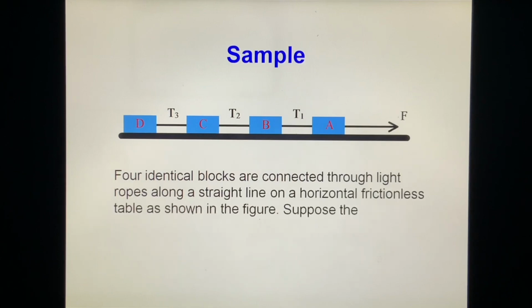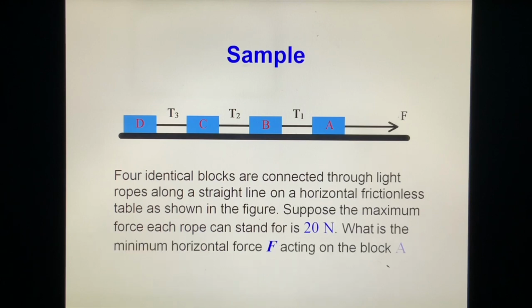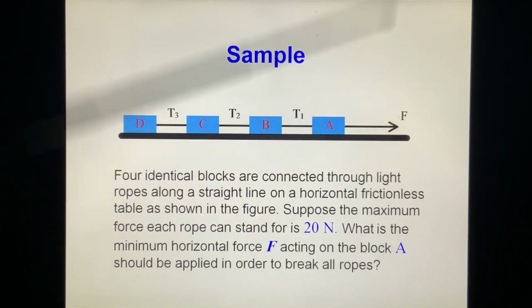the figure. Suppose the maximum force each rope can stand is 20 Newton. What is the minimum horizontal force F acting on the block A that should be applied in order to break all ropes?